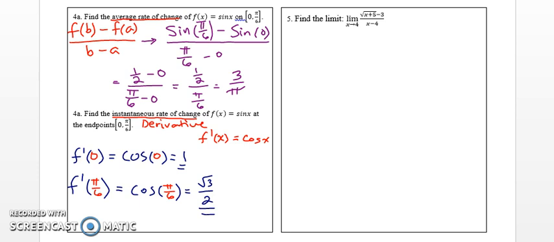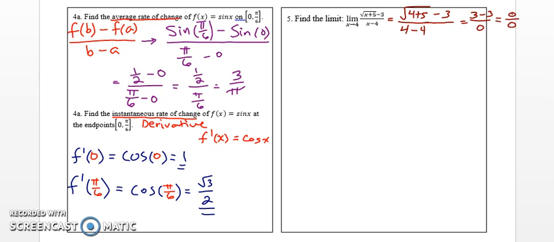Problem number 5 is a limit problem. The first thing you always want to try is direct substitution. But in this case, direct substitution will give us indeterminate form. So we need to use some algebra to simplify and calculate this limit.